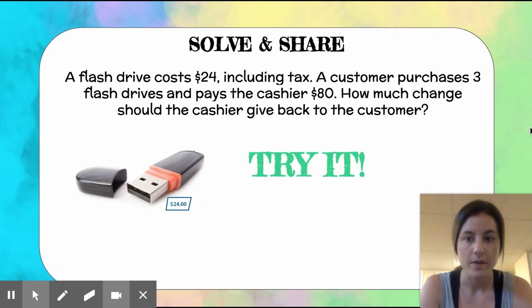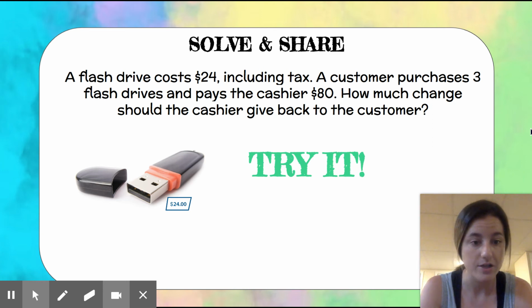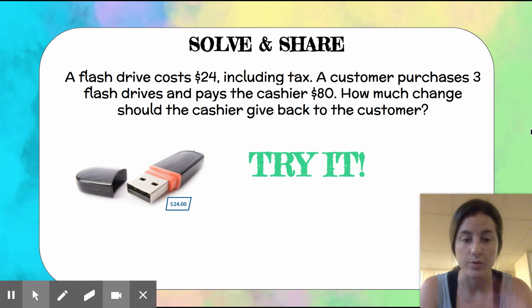Solve and share. A flash drive costs $24 including tax. A customer purchases 3 flash drives and pays the cashier $80. How much change should the cashier give back to the customer? Pause this, try it. There's a couple of steps you need to do in order to solve this. So try it.